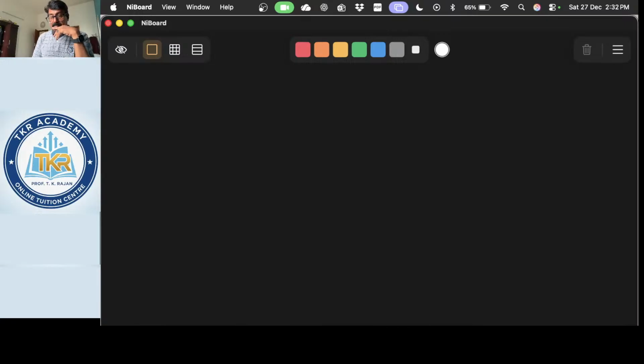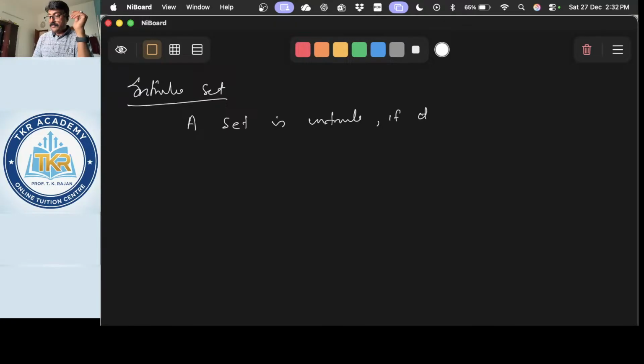Now, some sets are infinite. When we say a set is infinite, a set is infinite if it is not finite. That's all. That means we cannot say that the number of elements in the set is some natural number n, like 20, 30; we cannot say that.